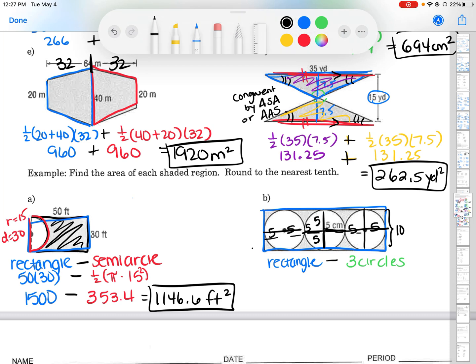1, 2, 3, 4, 5, 6. 6 times 5 is 30. So our rectangle is 30 by 10. So that's going to give us 300 for the rectangle. And we're going to subtract off the 3 circles. So we'll have 3 times each circle. Each circle is pi r squared, and r is 5. So for the circles, that's about 235.6.